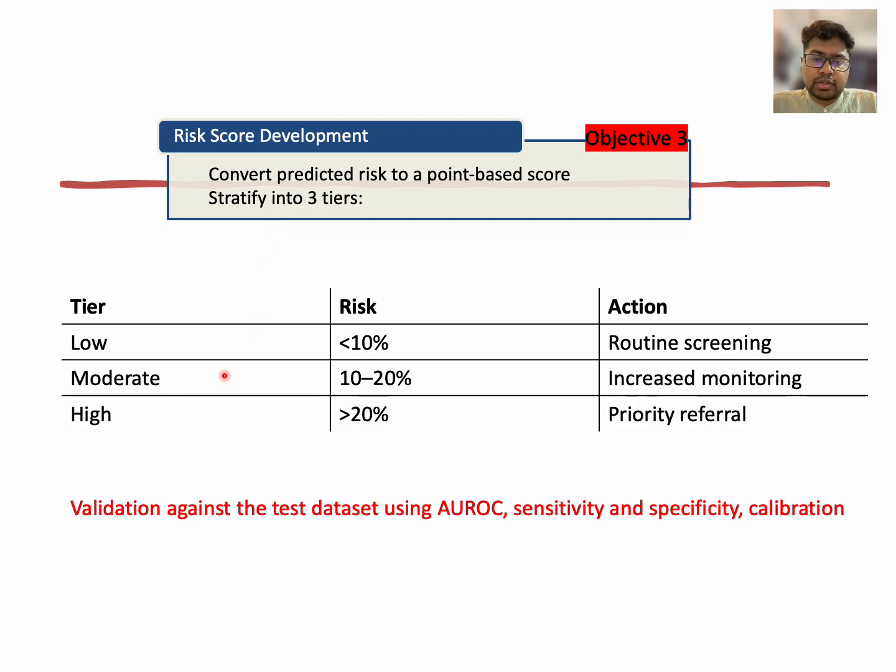So for example, the dummy table here shows, for example, if the patient was at a low risk, which is less than 10% of risk, we would advise routine screening, perhaps at a larger interval. If it's a moderate risk, 10 to 20%, we would advise for increased monitoring, and if it's at a high risk, more than 20%, it will be a priority referral.